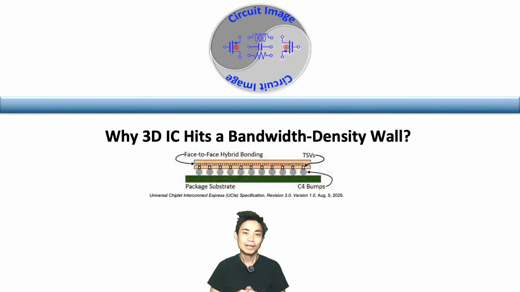Hello everyone and welcome. Today we are diving into 3D integrated circuits, a topic at the heart of modern computing, and why vertical stacking is hyped as the path to near unlimited performance. The real question is, if we can keep building upward, why can't we achieve infinite bandwidth? And why does the real world hit a hard wall?